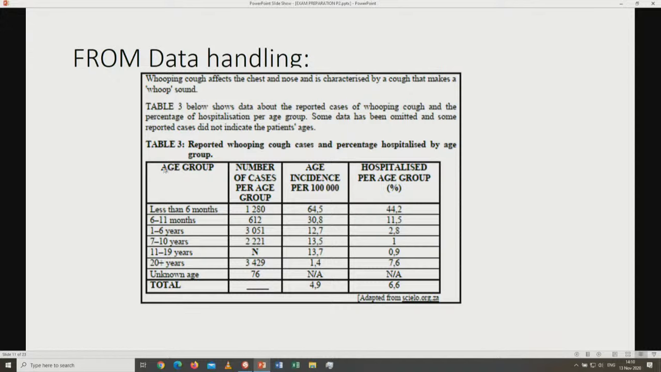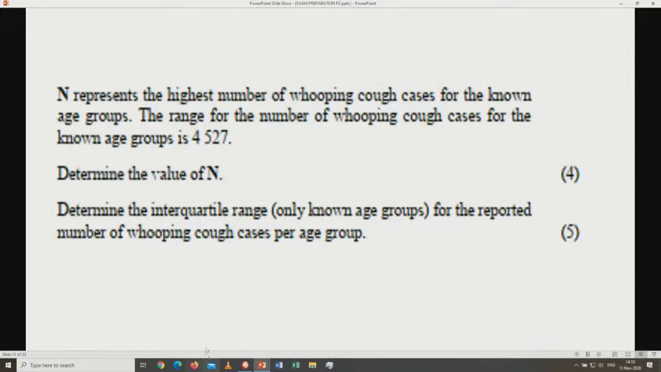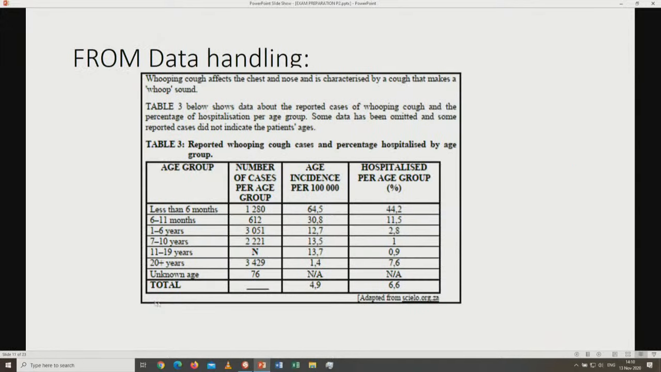Then they have on this side for you the age groups. I'm sorry, let me just go back there. They have for you the age groups, the number of cases per age group, the age incidence per 100,000, and the hospitalized per age group percentage. Ooh, lots of things. What does this mean? Let us take just the first line and we make meaning of what is in this table.